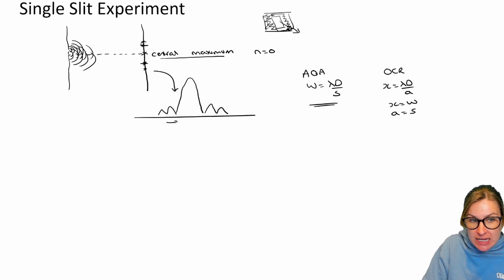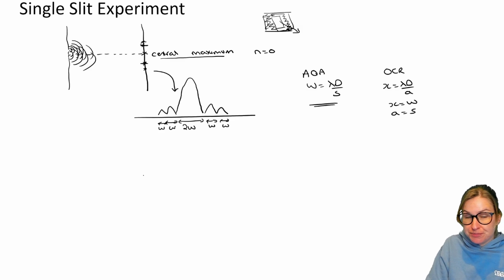Hopefully we can see that this represents W still, that fringe separation. So all these fringe spacings are still W, or X if you're OCR. But the central maximum, hopefully you can see, is double the width. So it's going to be 2 times W, double the width of the other fringes.